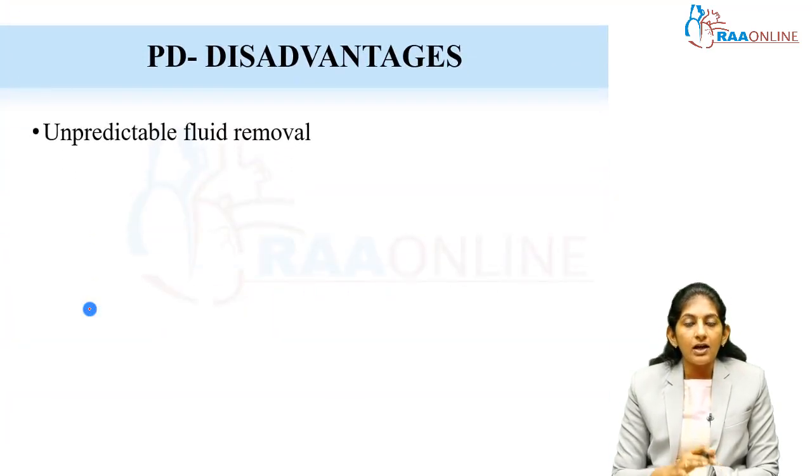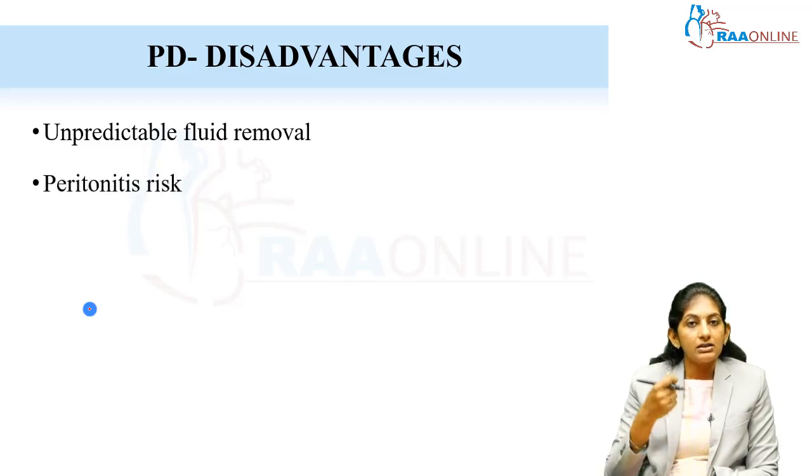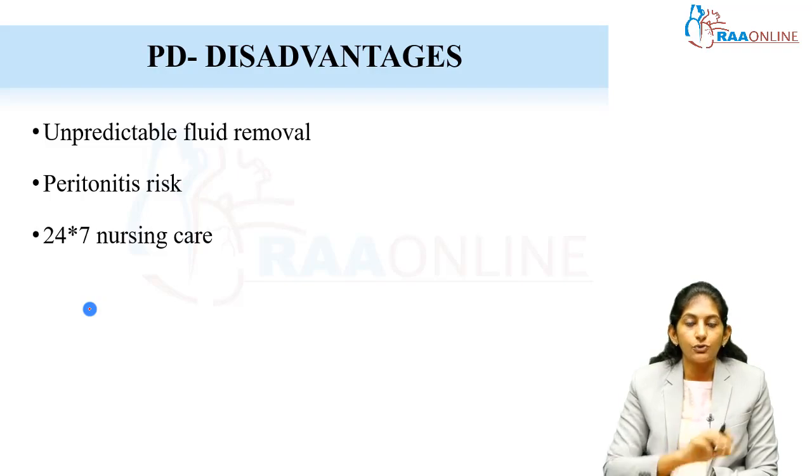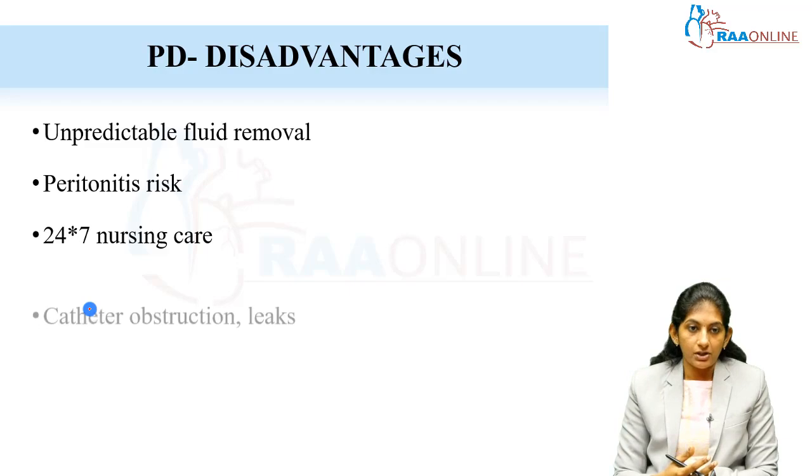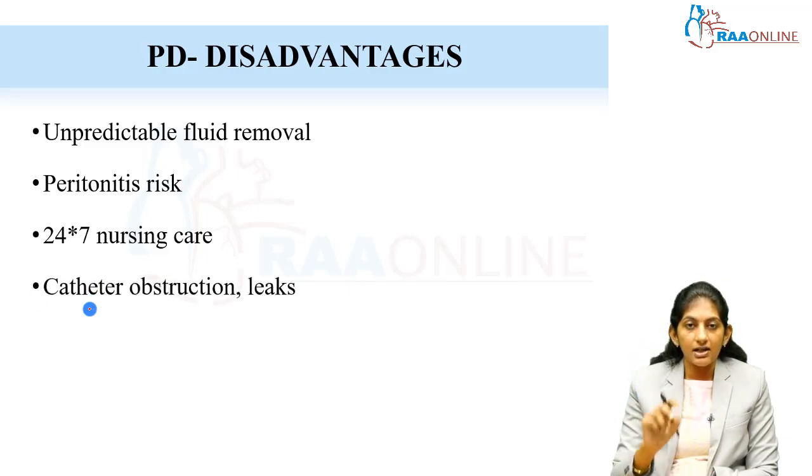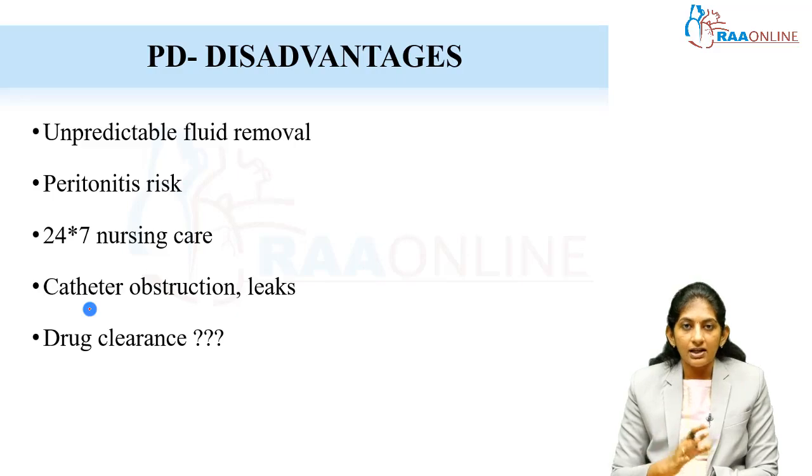So solute removal is the advantage, but the disadvantage is that fluid removal will be very unpredictable in peritoneal dialysis. And since you are inserting a PD catheter intra-abdominally into the peritoneal cavity, the risk of peritonitis is there. So that is one disadvantage, and very vigilant monitoring is needed. So 24/7 nursing care, and the pediatrician has to be present, or you need a nephrologist on call. All these are logistics issues for peritoneal dialysis, and sometimes the catheter can get blocked, so there can be obstruction or leak from the PD catheter. Drug clearance again is a query.